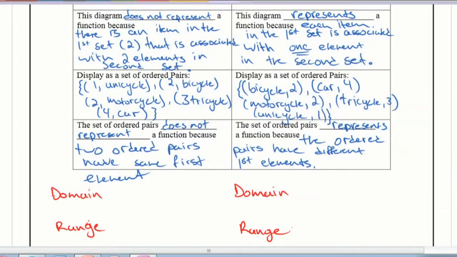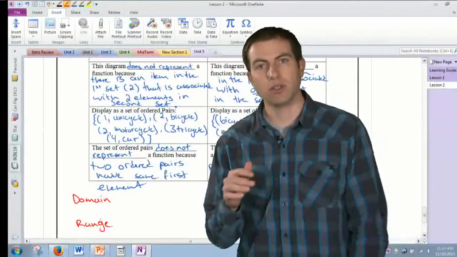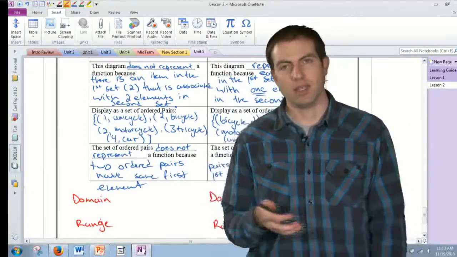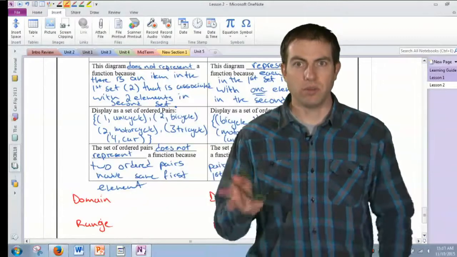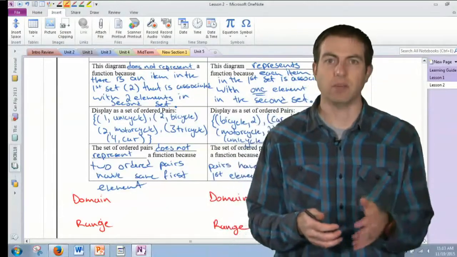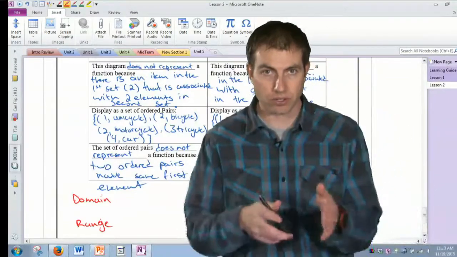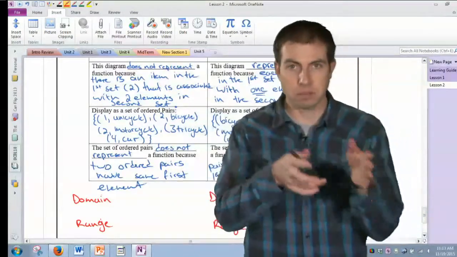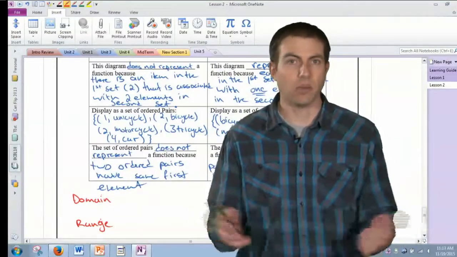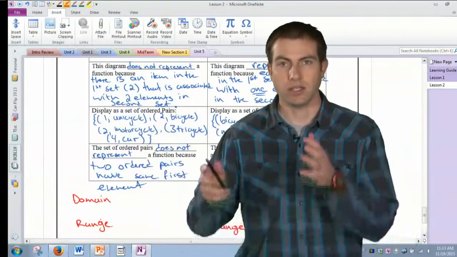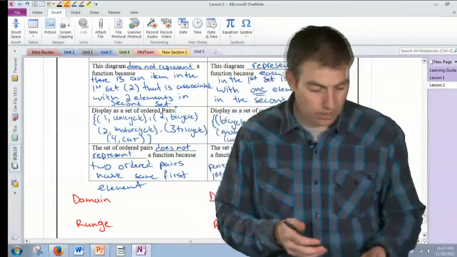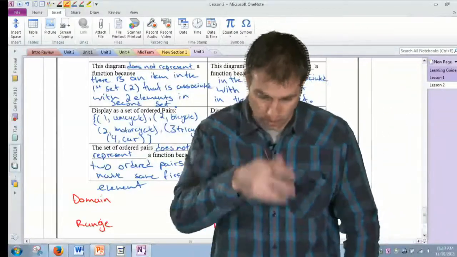All right, so the domain and range are really a straightforward idea, kind of in theory, but it gets harder. The domain we defined as being the first set of elements. So everything in the first column, everything in the first half of our ordered pair, everything in the first circle, that's the domain. The range is everything in the second column, the second half of our ordered pair, the second circle.